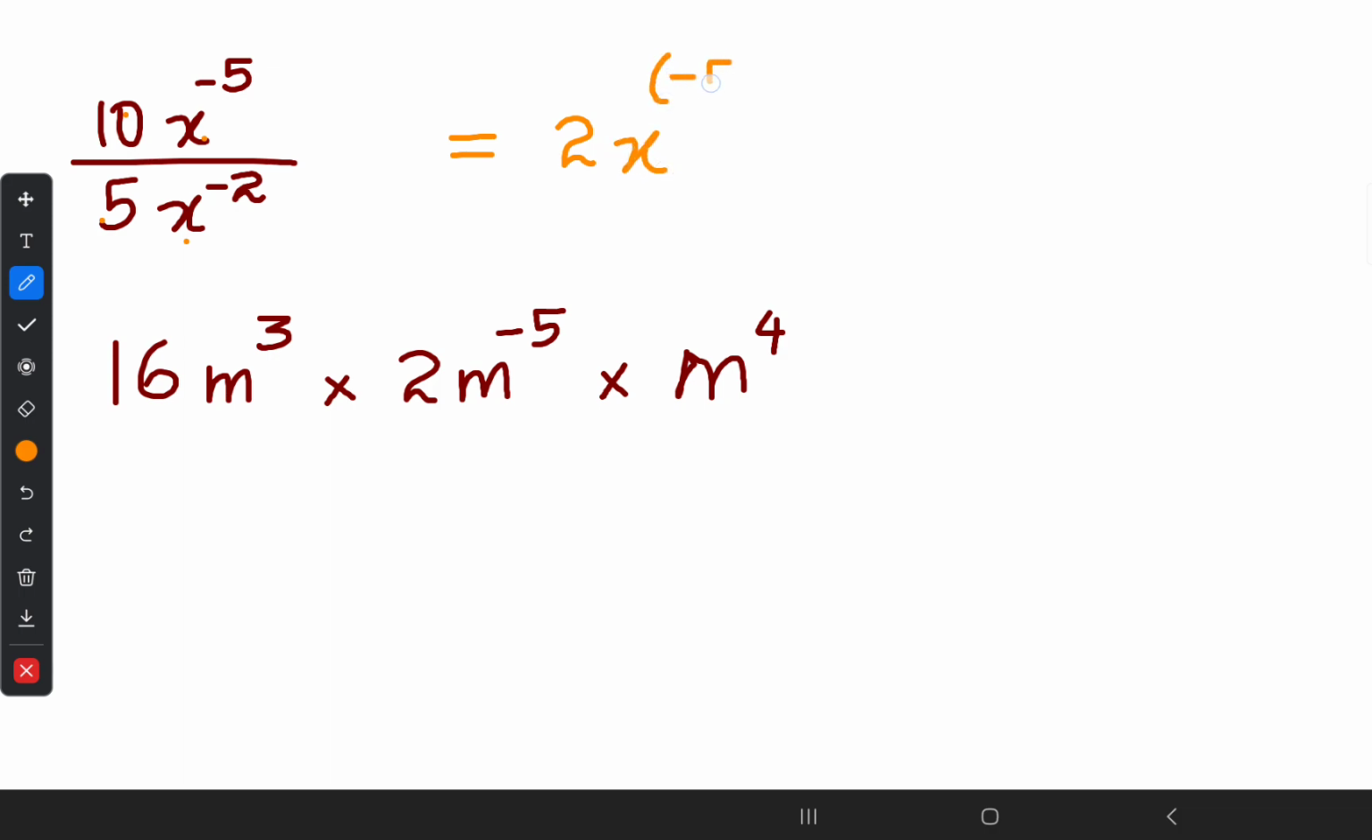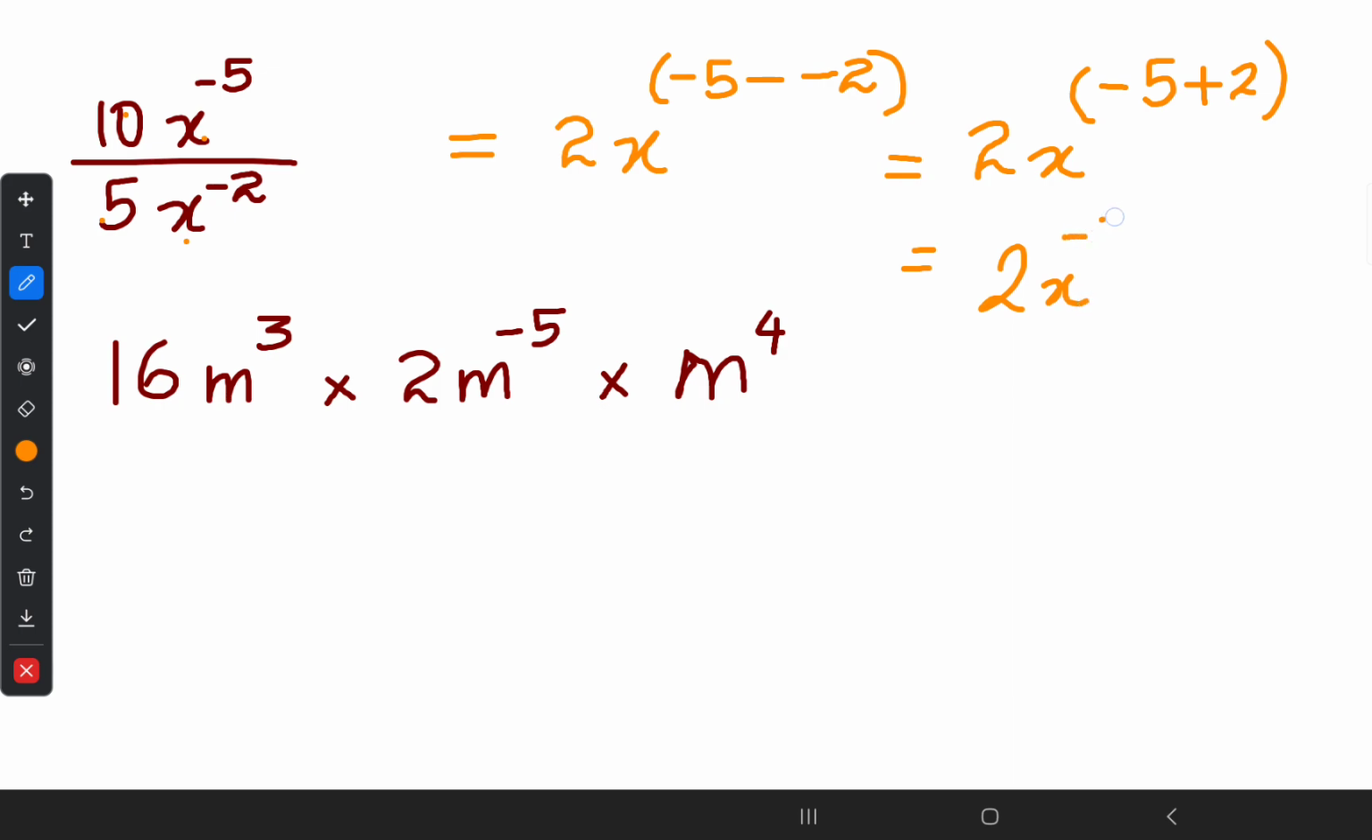x with the power of negative 5 minus minus 2. Okay, minus 2. You cannot directly write negative 5 minus 2, that is sum, but here you have to get the difference between these numbers. So then it will become 2x with the power of negative 5 minus into minus, that will become plus 2. 2x with the power of negative 3. So that means it is having a negative power, negative index. Let's write them in positive manner. 2 over x with the power of 3. This would be the correct answer.